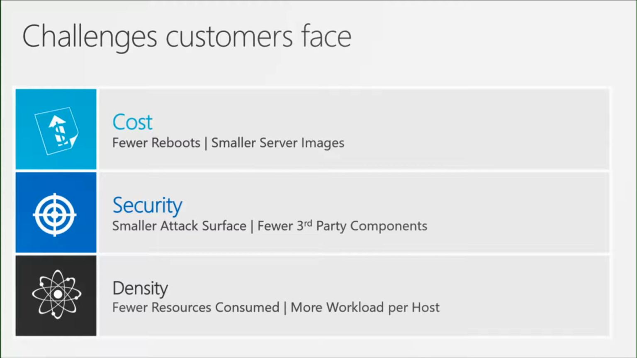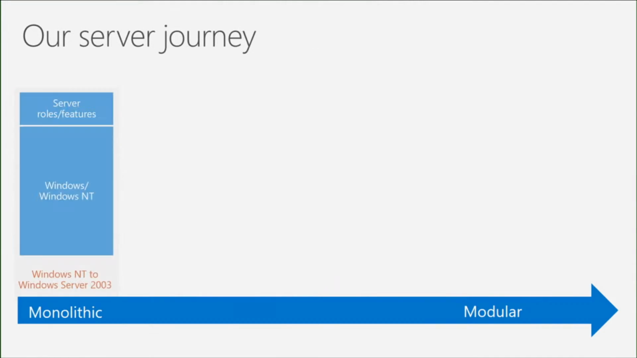So fewer components means less servicing. That means fewer reboots, so you actually get higher availability as well. More uptime saves you even more money. Now with the density as well, as you'll see soon, Nano server is extremely small, very compact, very lightweight. So this means that you can get more VMs on each host. Hence, you need fewer hosts, and you could save money here as well.